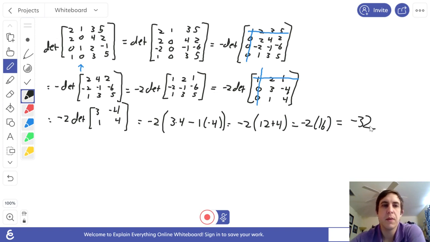So again, there's lots of different routes you can take. This is just one particular way that we could do this one.